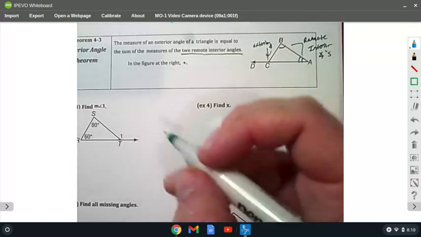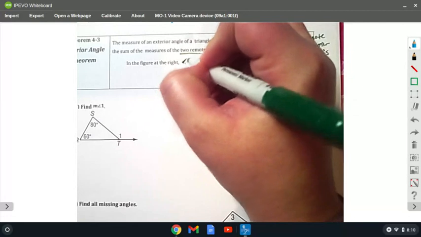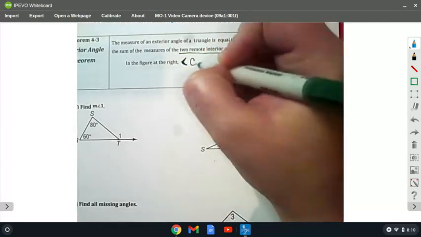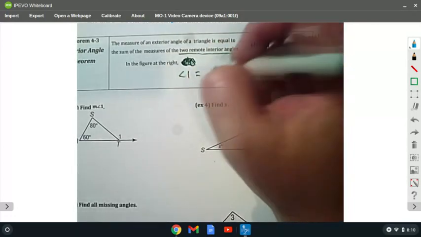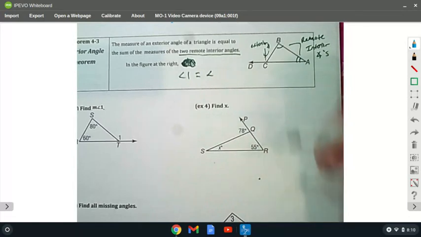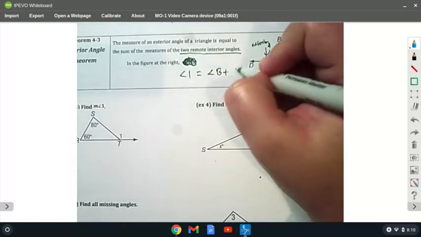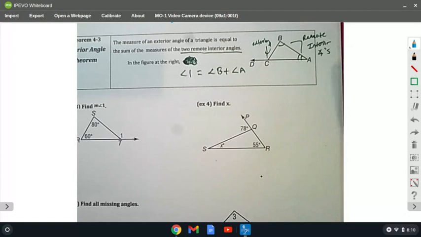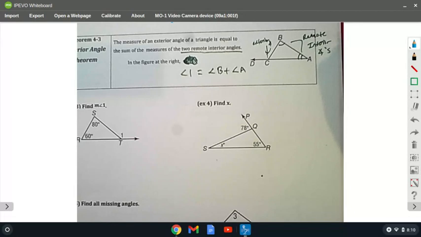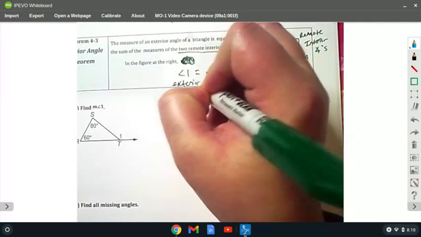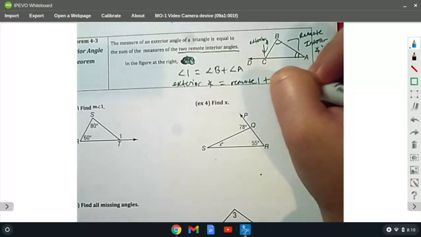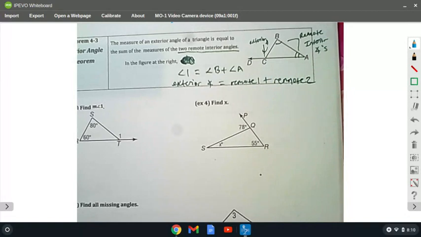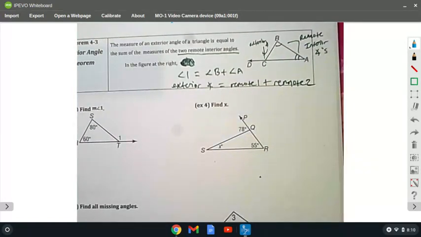Okay, so what this is saying is in the figure at the right, angle 1 should equal the sum, so we're adding, of angle B and angle A. So if we add angle B and angle A together, we should get angle 1, which is that exterior angle. So exterior angle equals remote 1 plus remote 2. So these are my two remote angles.